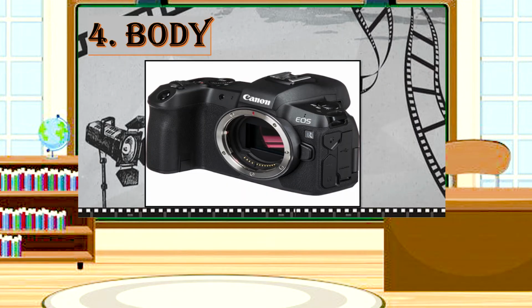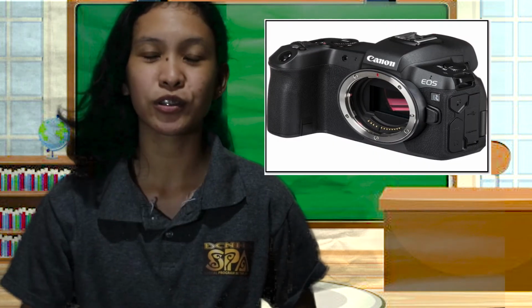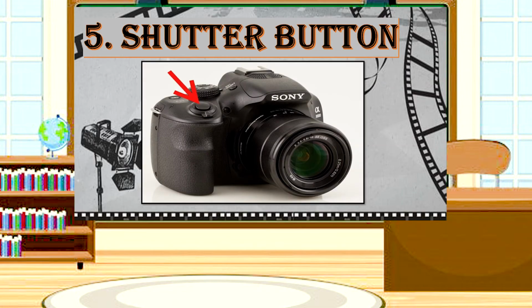Number 4, the body, the main part of the camera. It should not be missing, or else you don't have a material to take a photo. Next, number 5, shutter button.